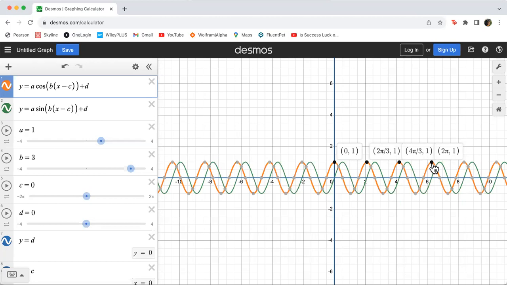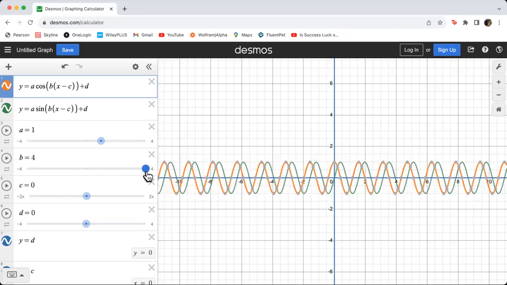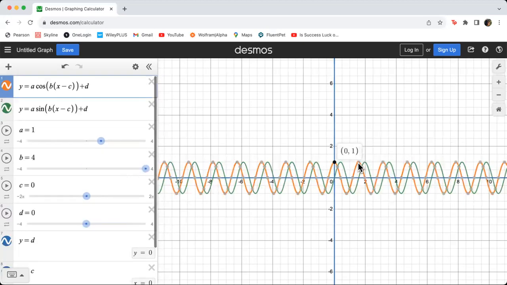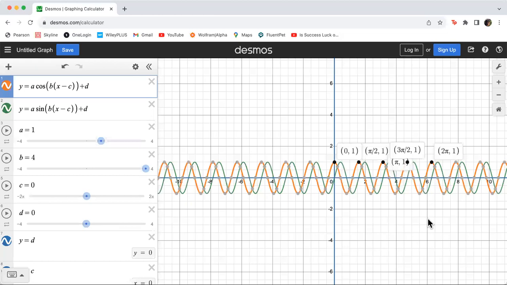The number of cycles that we're going to get inside of 2 pi. If I change b equal to 4, one cycle is 2 pi divided by 4. So I'm getting 4 cycles in one 2 pi. We're going around the circle twice as fast.